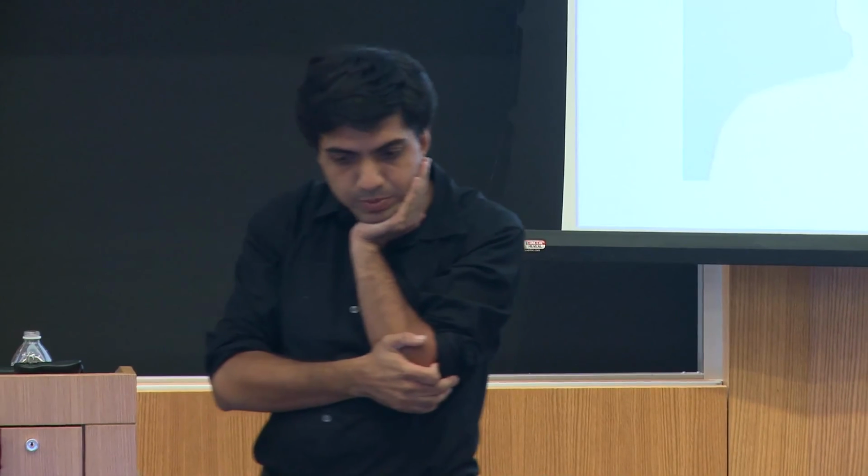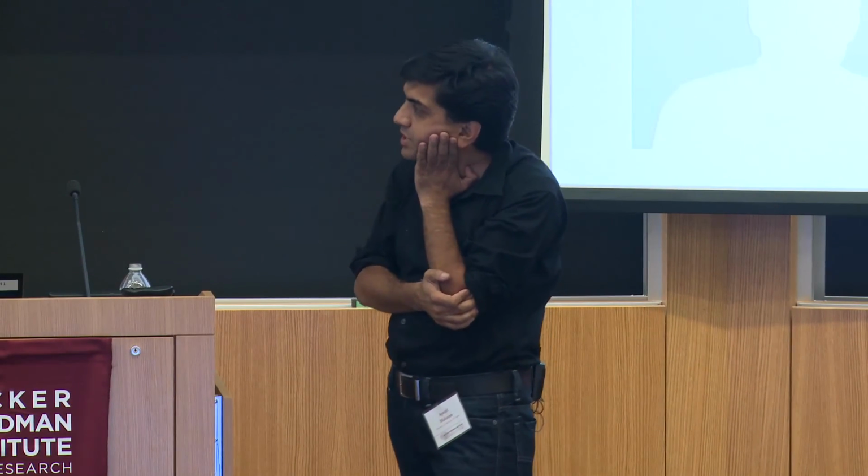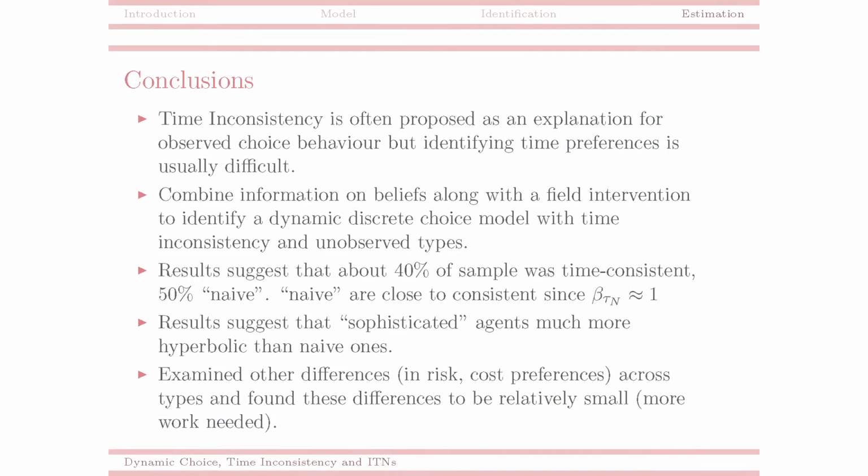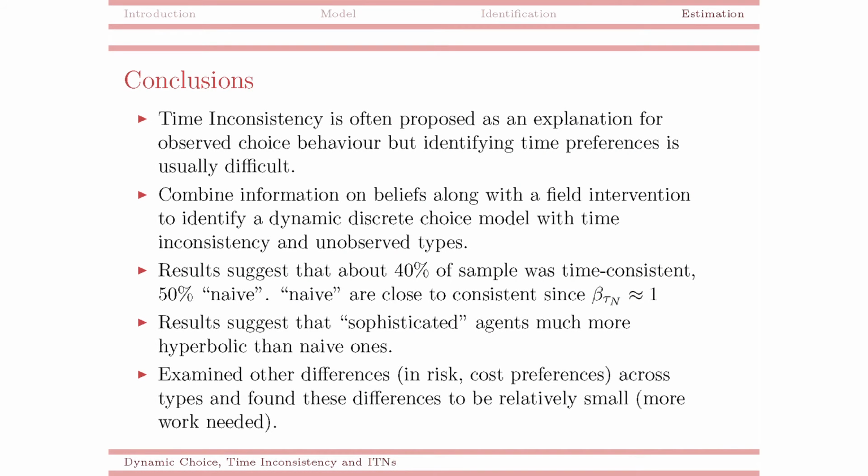It's about 0.57. We also looked at differences in risk and cost preferences. Again, I didn't show you the estimates for this across different types, but there are differences in these risk and cost preferences across different types. But the differences across types in these risk and cost preferences are actually relatively small, at least in terms of explaining the kinds of variation we see in response to, say, price changes.